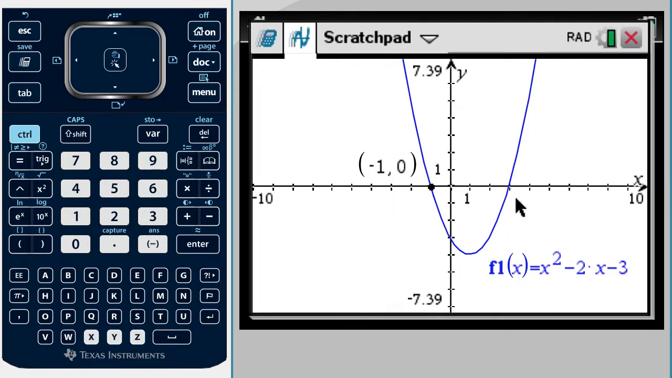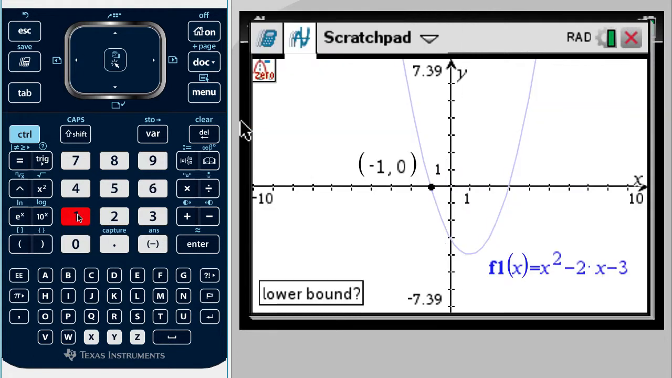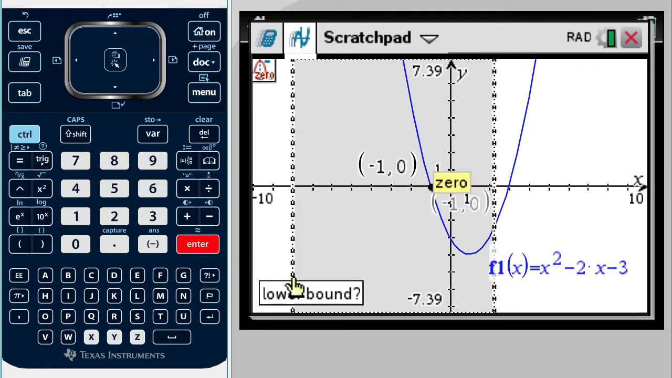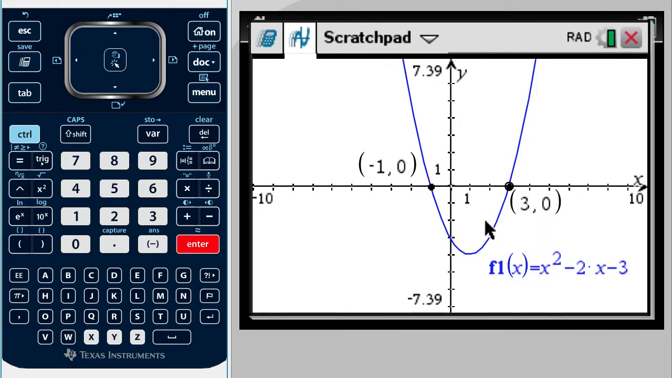Now let's repeat this process to find the second solution. So press Menu, number 6, then number 1. Press and hold the right arrow until you're just to the left of the second solution, then press Enter. Then press and hold the right arrow key again until you're on the right side of the 0 and press Enter. So the other solution is x equals 3. And we're done.